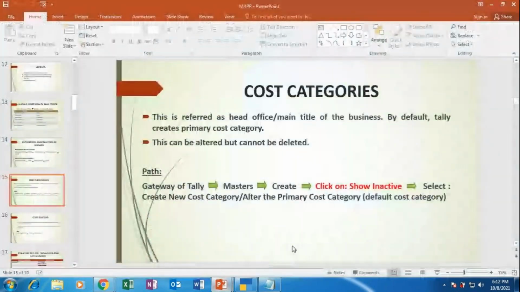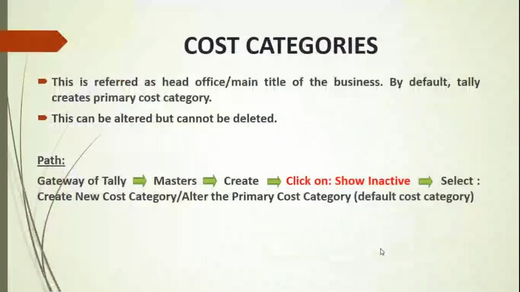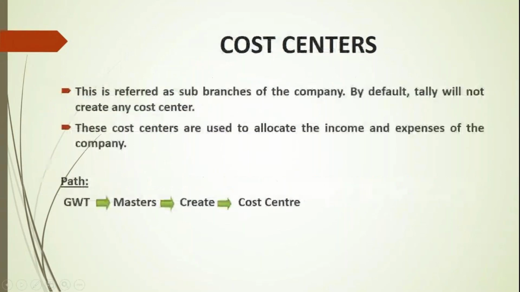So now we will create the cost category. That's what I've given, the same path here. See, click on show inactive. Under show inactive, select create new cost category, or if you wish, you can go for alter primary cost category, which is a default cost category existing in the Tally software. Okay, so cost centers.